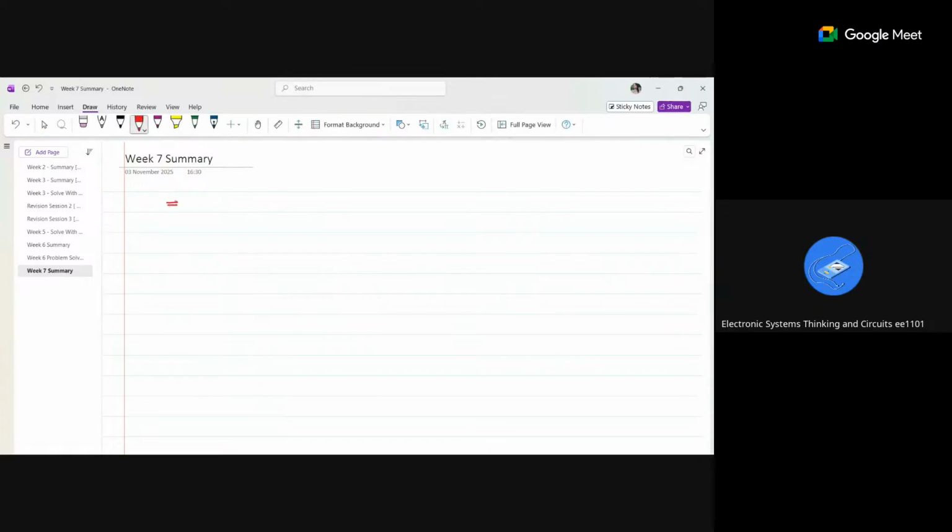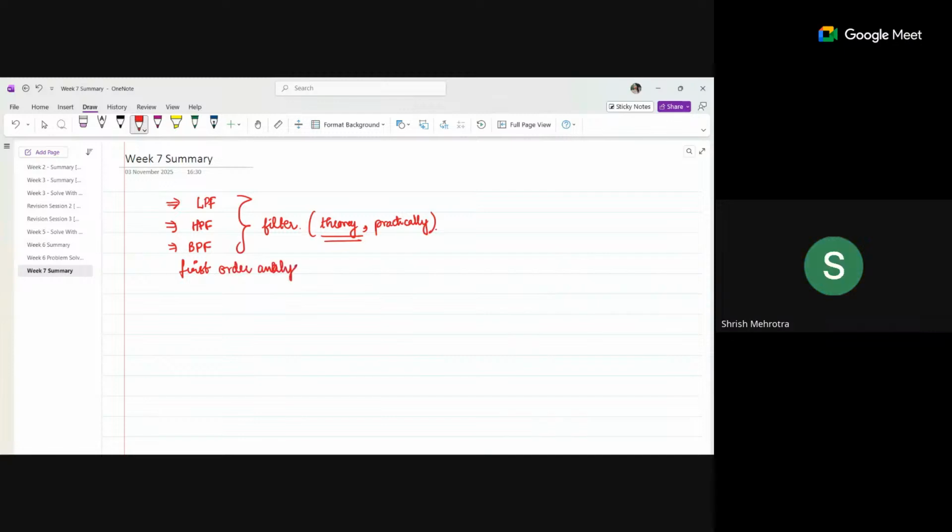So basically in week 7 we will be seeing low pass filter, high pass filter, band pass filter. We'll be seeing filters and their responses both in terms of theory and practically. Practically, I mix through some experiments. It would be explained in one video, and in the corresponding video the theory related to that will also be explained. That's how the lecture will be. Then we will also see what is first order analysis, and we'll also see its limitations.